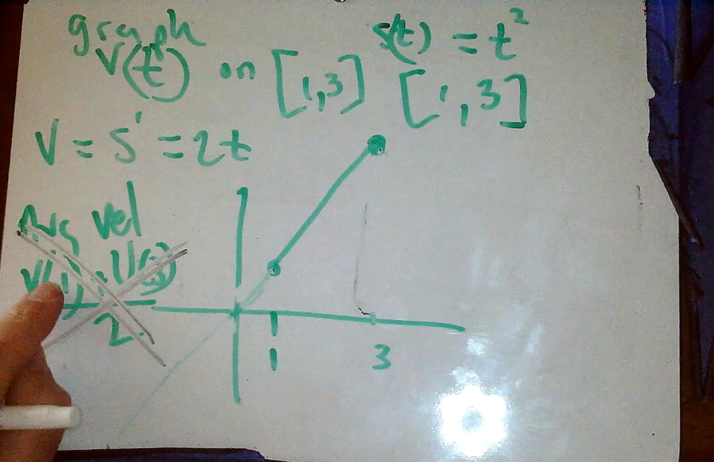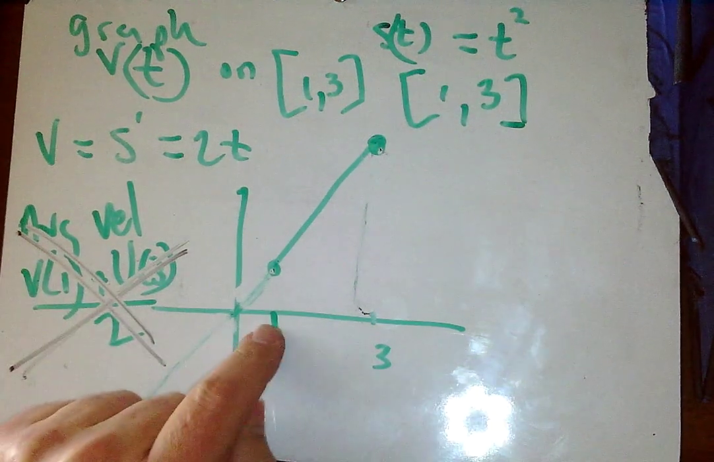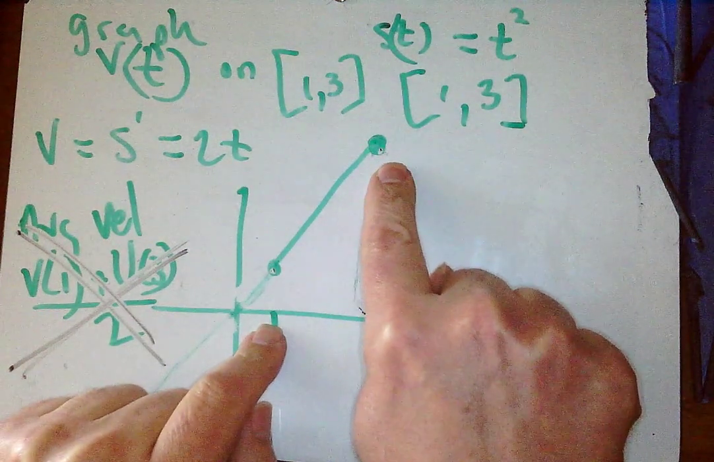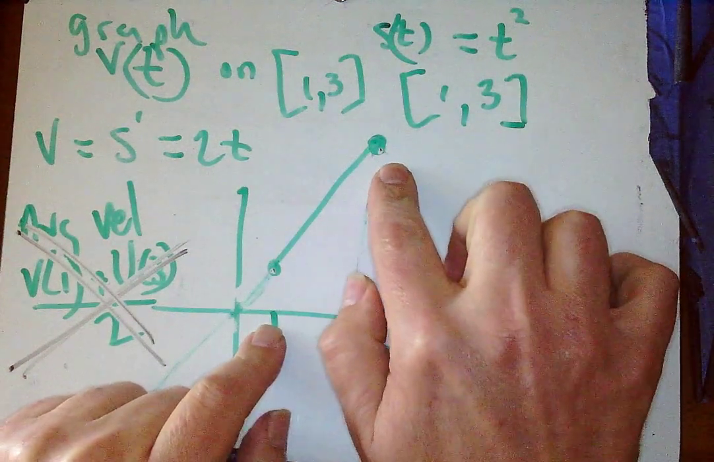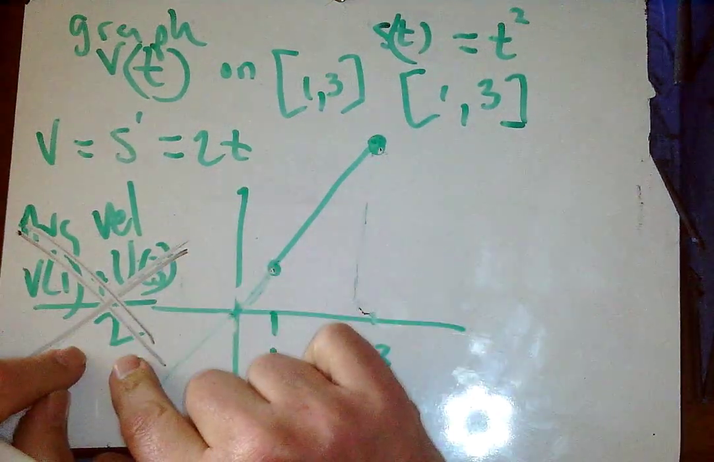Because this presupposes that there's only 2 velocities. There's the one at this moment in time and the one at this moment in time. And sure, if those were the only 2 velocities, I would add them up and divide by 2.